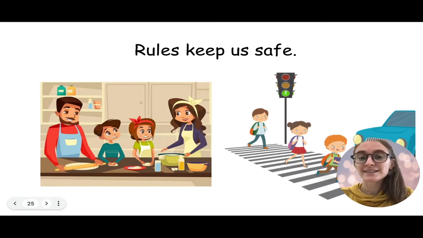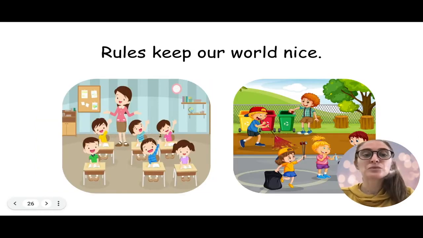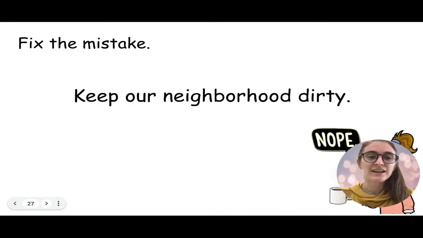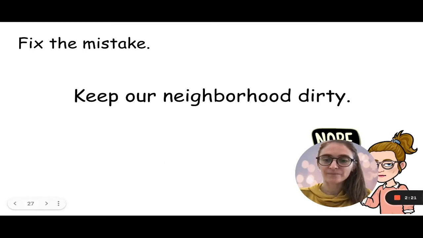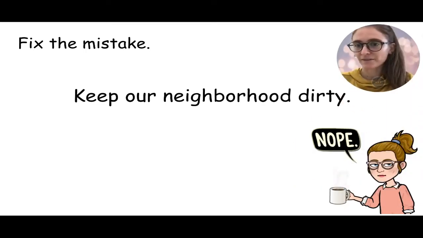Rules keep us safe. And rules keep our world nice. Okay? So let's fix the mistake here. I'm going to move over here now. Or maybe up here is better. Okay, so look at the sentence, and there's something wrong here. It says, keep our neighborhood dirty. Nope. So how would we fix this?